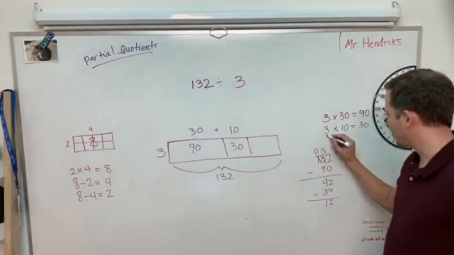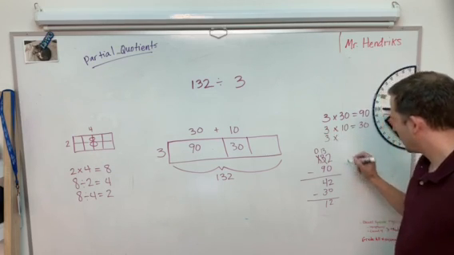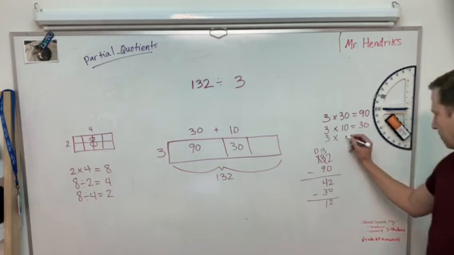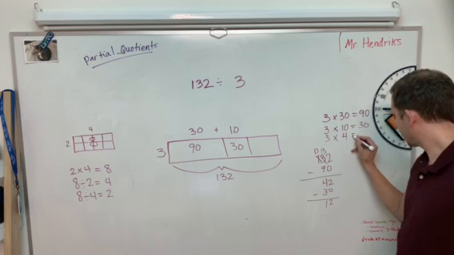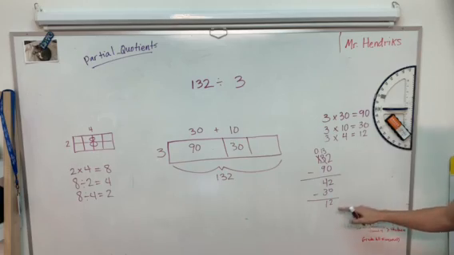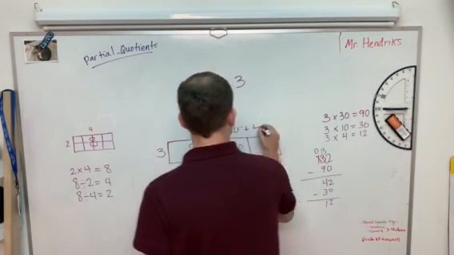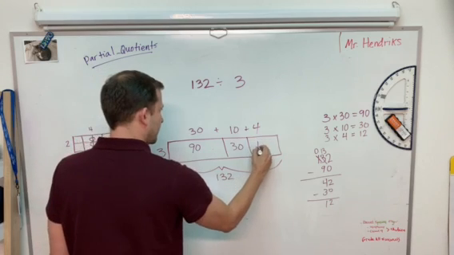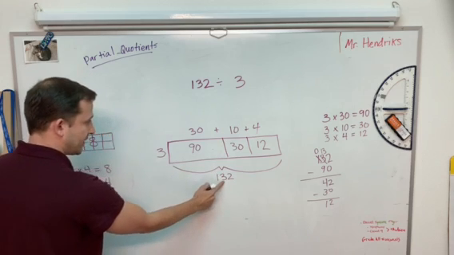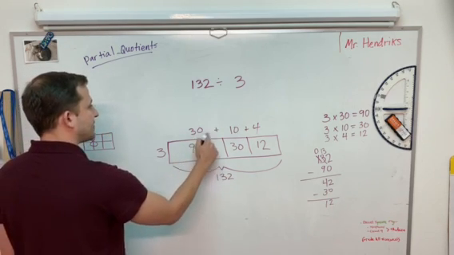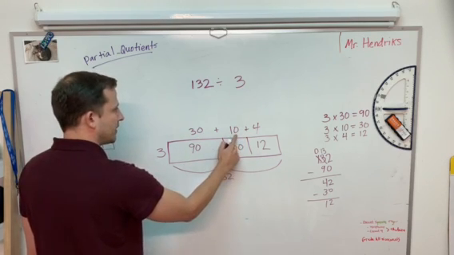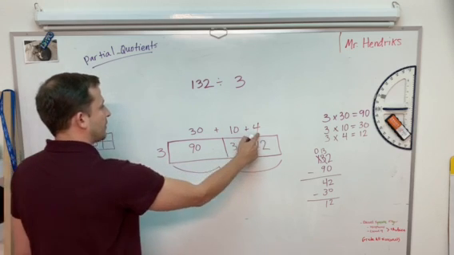Now I'm getting closer to multiplication tables. What could I multiply 3 by to get 12? Oh yeah, 4. So that's going to let me use up that last 12. 3 times 4 gives me 12. So the rectangle adds up to our dividend, what we started with, and these different pieces up here add up to give us our quotient. So 30 plus 10 would give us 40, plus 4 would give us 44.